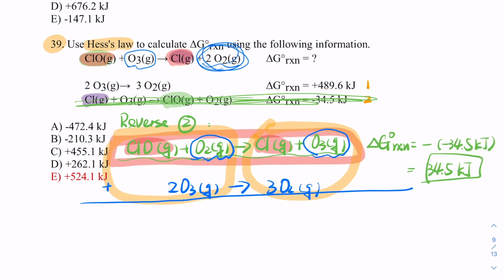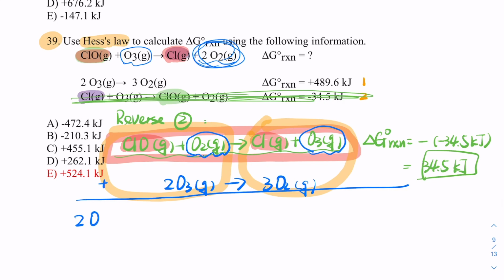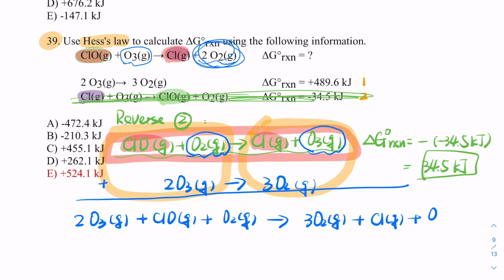Adding them up, I get 2 ozone plus ClO plus O2 on the left, and 3 O2 plus Cl plus O3 on the right. Can I simplify this equation? I think I probably could. If I have 2 ozone on the left and 1 on the other side, we can cancel one out, so now I just have 1 ozone on the left.